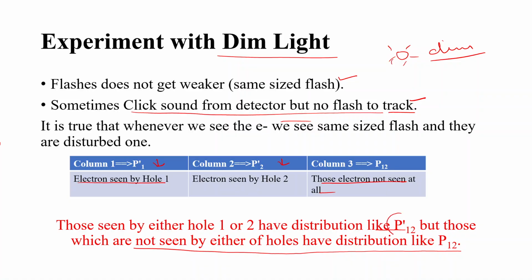So this P'12 has no interference. Okay, but this P12 has interference. So those which are not seen are similar to P12 and they suggest interference, but P'12, which is just the sum of P'1 and P'2, is suggesting that there is no interference.